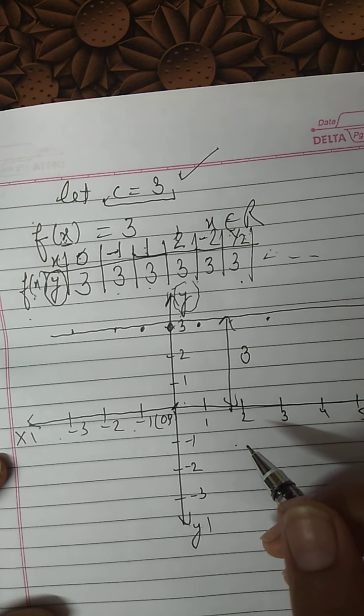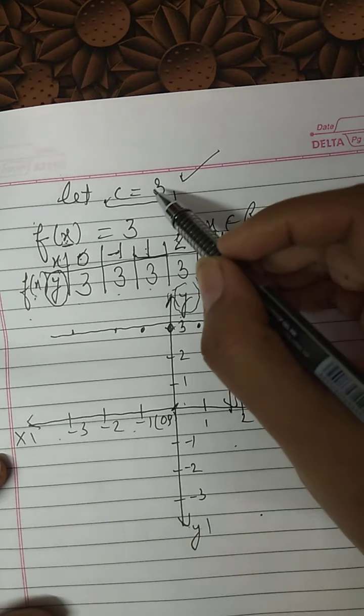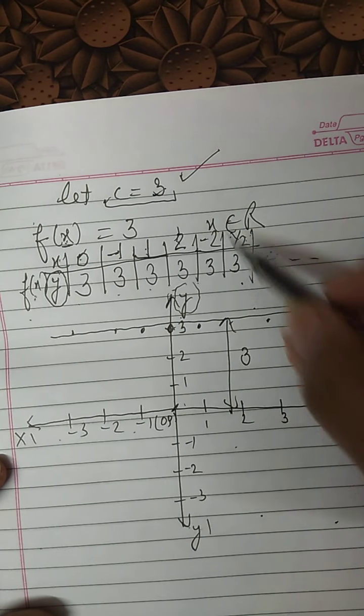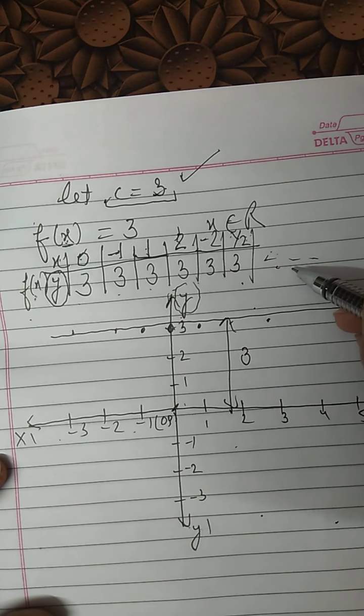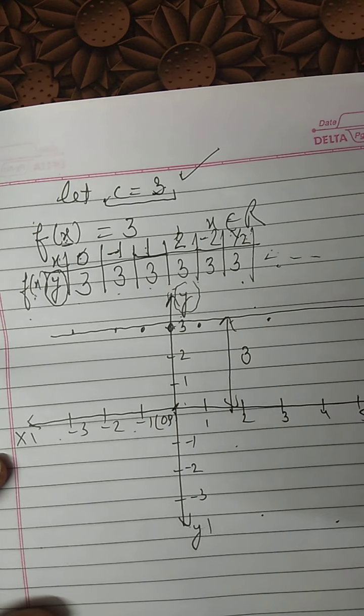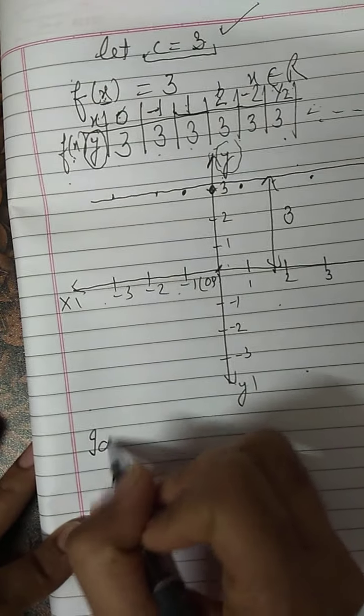And now this c can be anything. It can be a positive number, it can be a negative number also. This c can be minus 3 as well. So it will go below the x-axis. And if it is positive, it will be above the x-axis. Right? I hope the function is clear. This is our constant function. And the next function that we will discuss is the identity function.